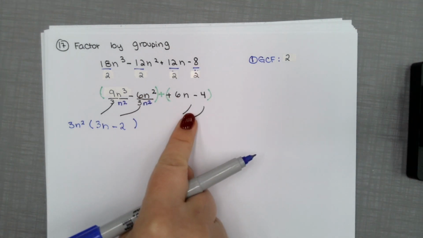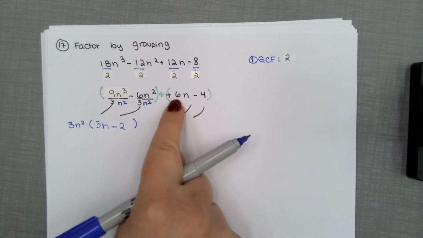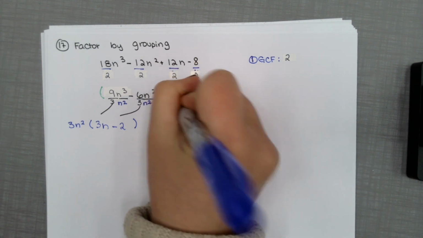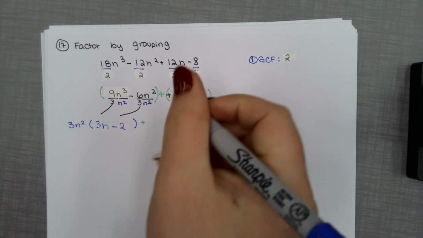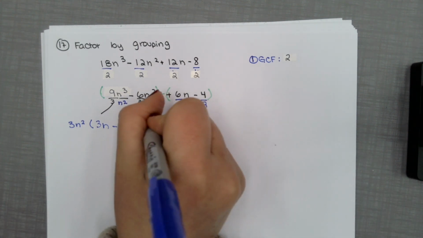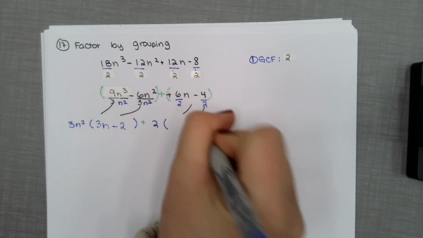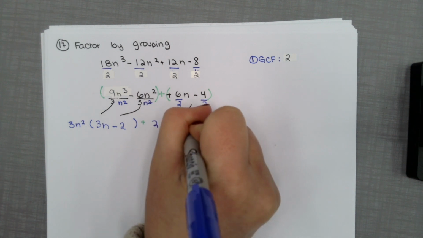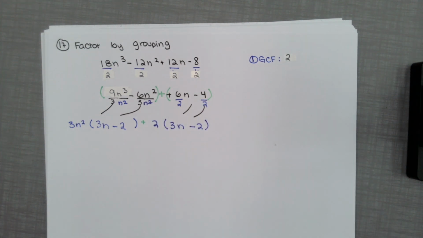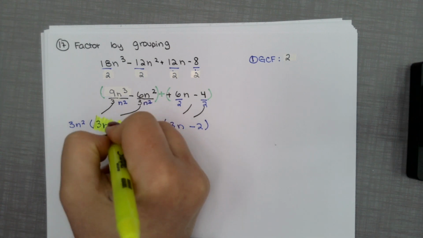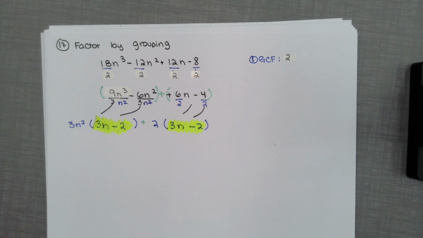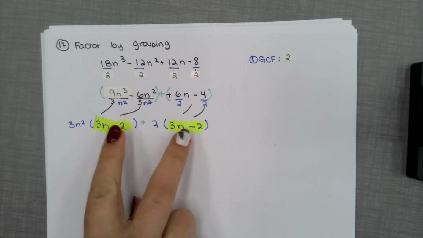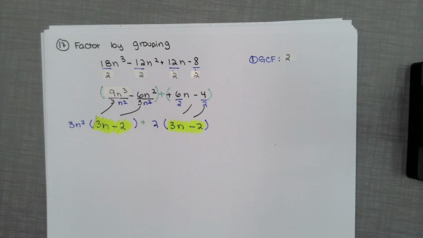Now we're doing exactly the same thing for the second grouping. I have a 6 and a 4. We're going to divide by 2. N and no n, so the only GCF we have is 2. We write out our leftovers of 3n minus 2. The leftovers, beautiful people, they must match. If they don't match, either you've done something wrong or it is not factorable. There can be situations where the inside does not match, and they must.